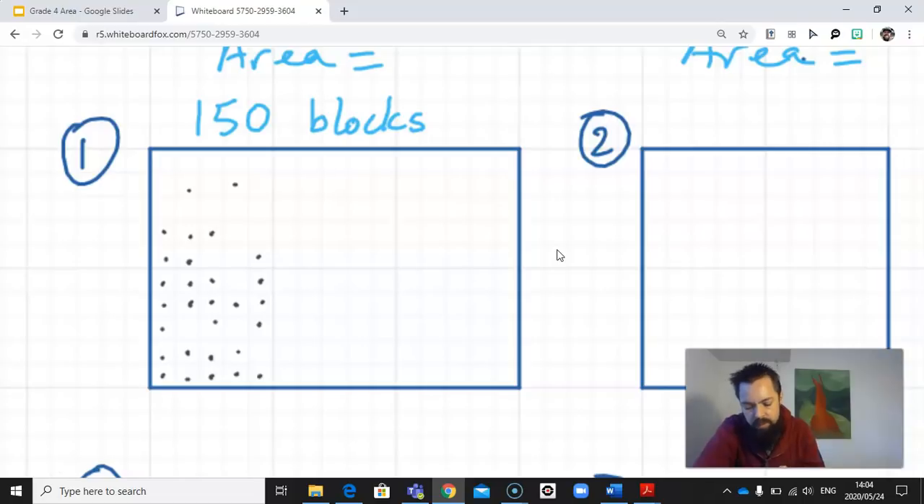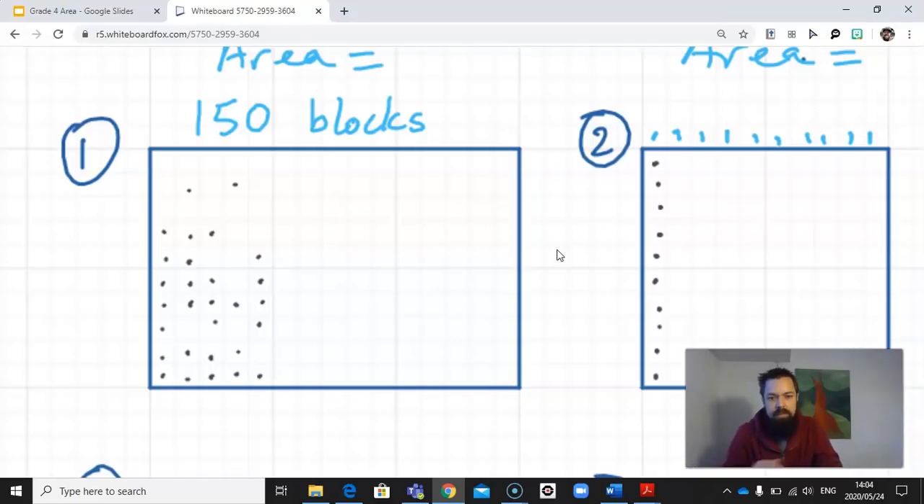I'm not even going to rub all of them out. Let's have a look at the next one. 1, 2, 3, 4, 5, 6, 7, 8, 9, 10. Okay, I've got 10 in one of those rows. And let's see, that's 10, 20, 30, 40, 50, 60, 70, 80, 90, 100.